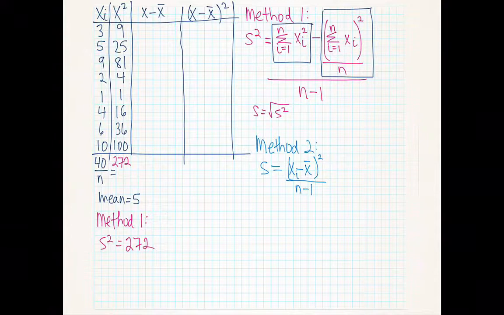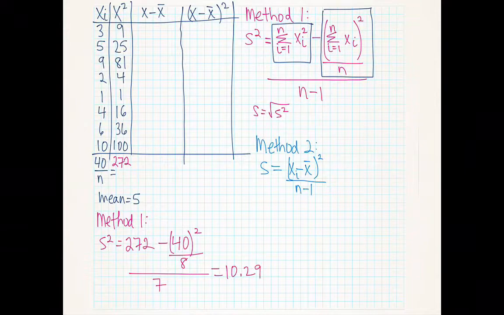So what you have is you plug in the sum, which in this case is 40. You square that value of 40, and then you divide by n, which in this case is 8, and that whole formula is over n minus 1, which is 7. When you evaluate this, you would get a value of 10.29.